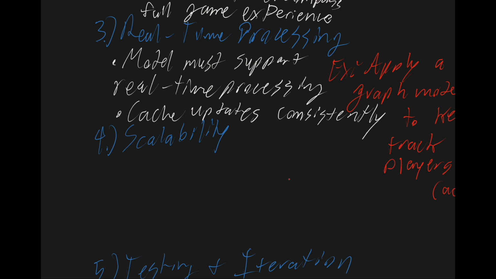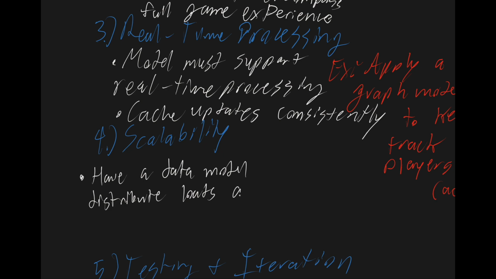And when it comes to scalability, given the potential of a large number of concurrent players, scalability is going to be a priority. So we're going to need to design the data model to distribute loads across multiple servers. So we're going to have a data model that distributes loads across multiple servers around the world.